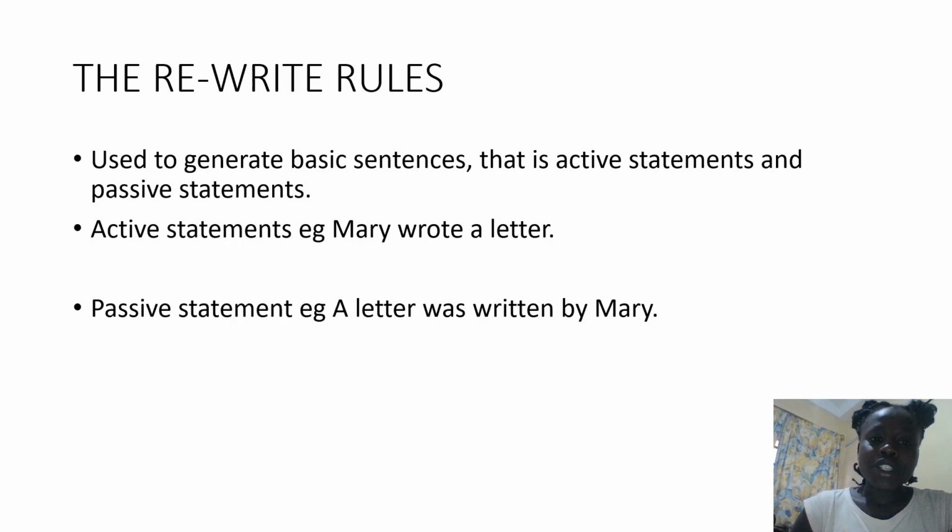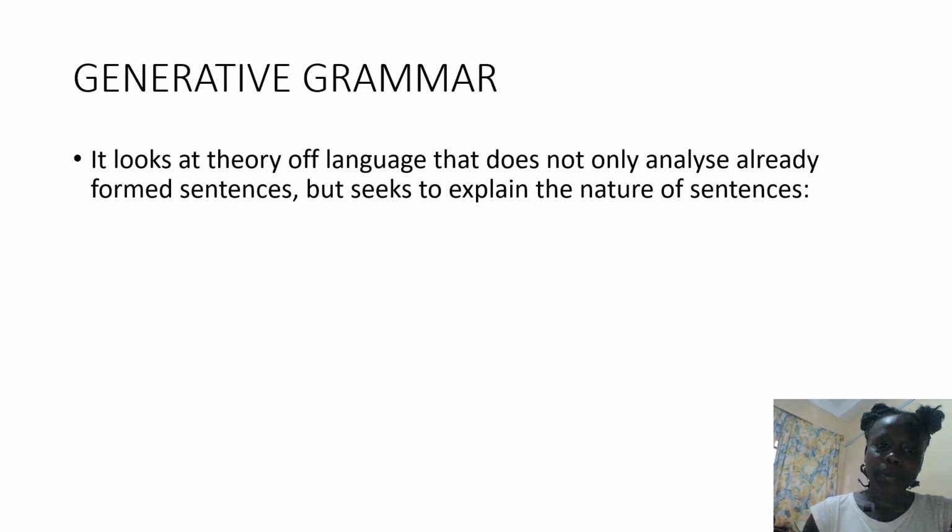The rewrite rules. These are used to generate basic sentences. These sentences include the active statements and also the passive statements. For example, an active sentence like Mary wrote a letter can be transformed to a passive statement which says a letter was written by Mary.